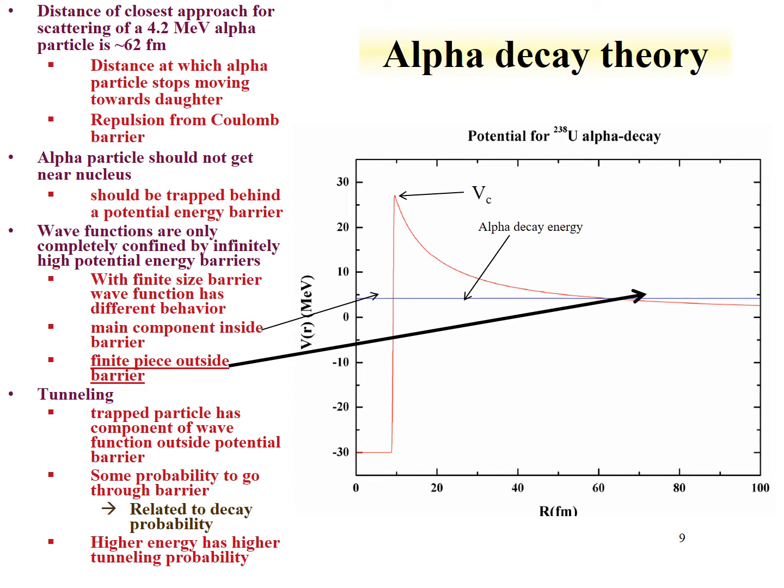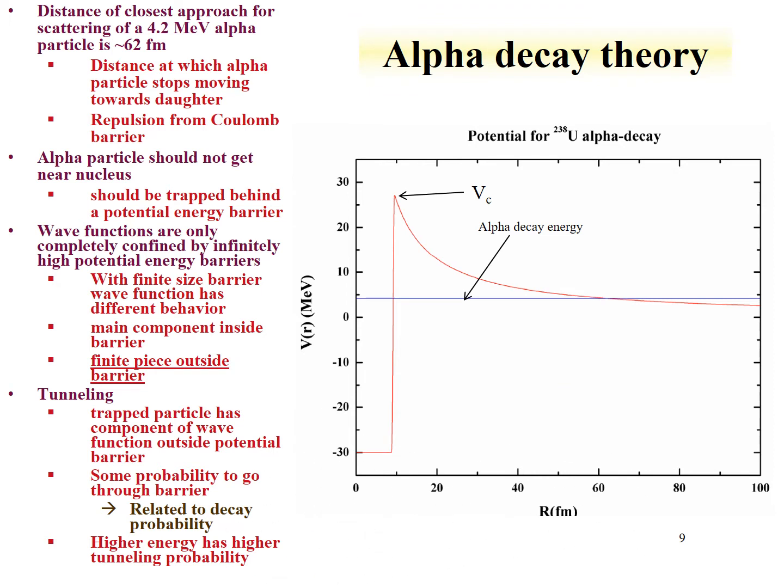So the trapped particle has a component of the wave function outside the barrier potential. So there's a probability, however small, of it appearing outside this barrier. And there's a probability that it would go through this barrier. In fact, we can show that this probability of penetrating the barrier has to be related to the decay probability. So we should be able to determine something about the decay constant related to this barrier.